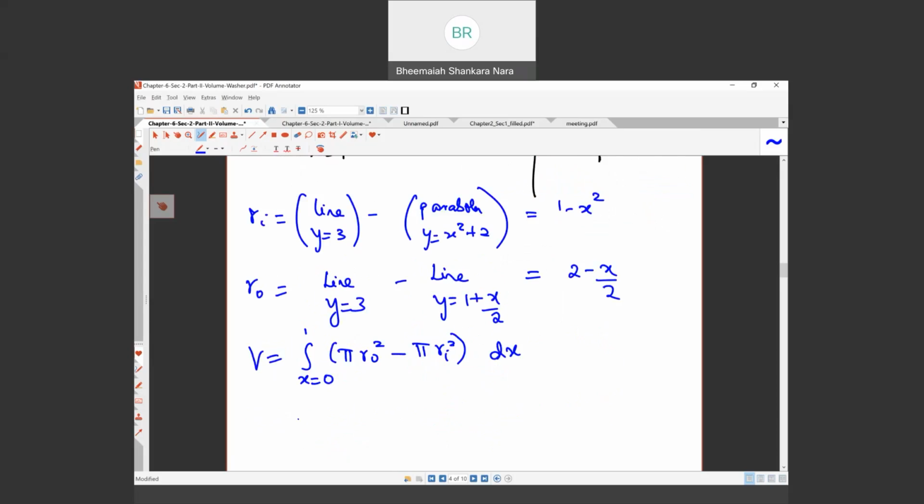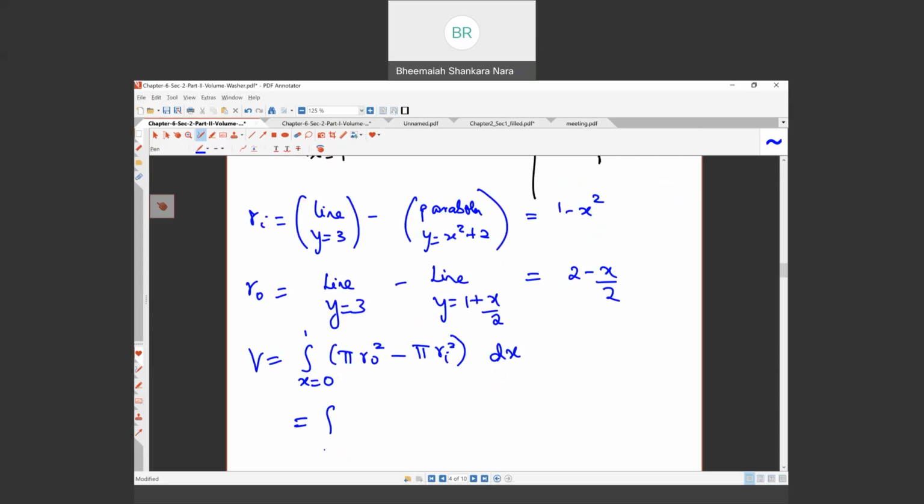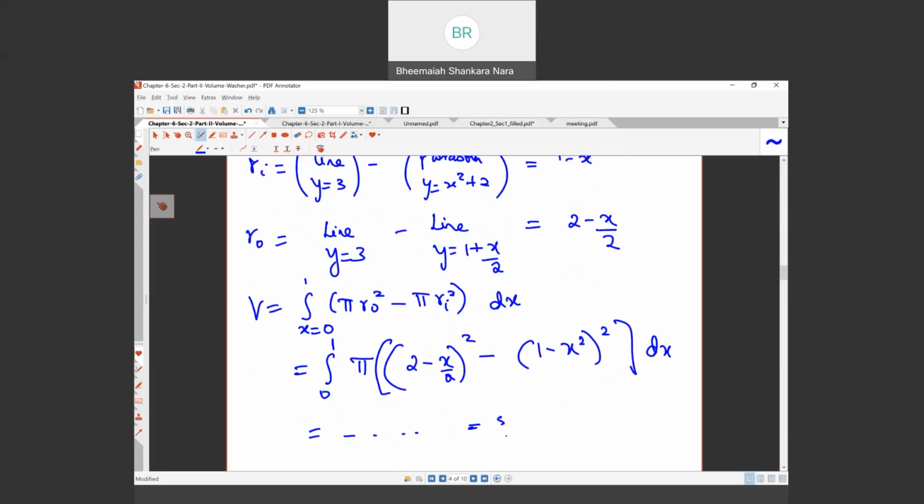So we have the integral from 0 to 1 of pi times 2 minus x over 2. Plug in the r sub 0 value, which we calculated above. Similarly, the r sub I value, the inner radius. FOIL, expand, simplify, evaluate the limits, and then we see that we get 51 over 20 pi.